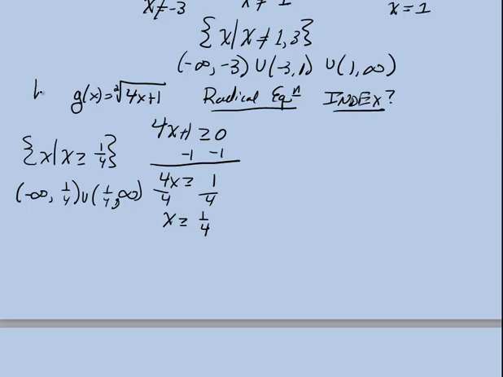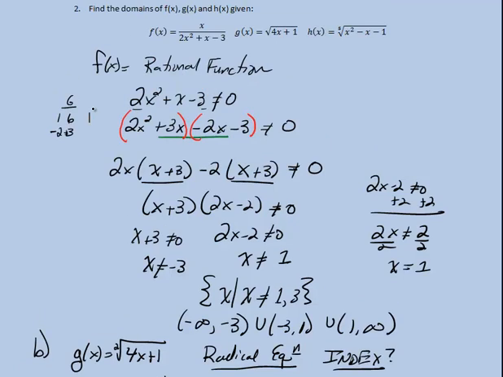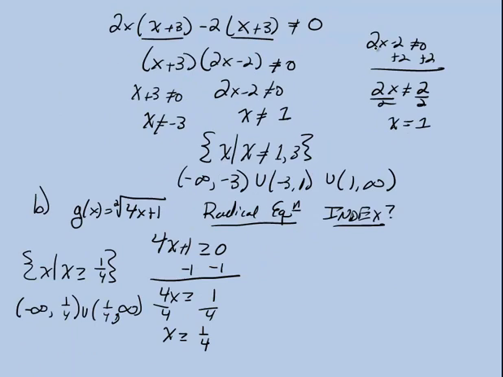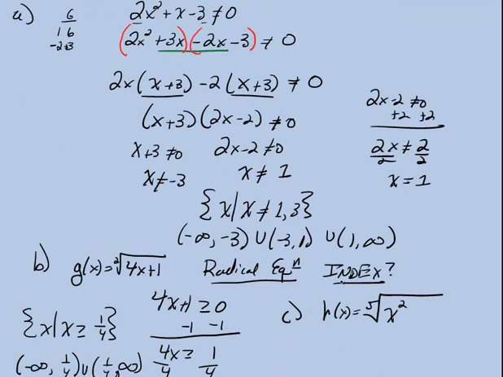So this would be part B. And this right here was part A. And lastly, we can look at h of x. So notice we have the fifth root of x squared minus x minus 1. So I'll do that over here. This is h of x. We have the fifth root of x squared minus x minus 1.